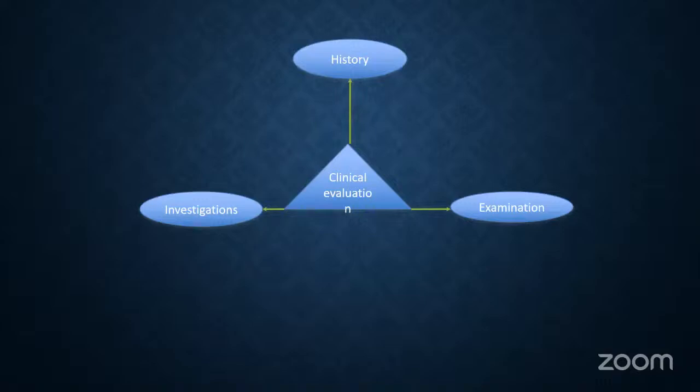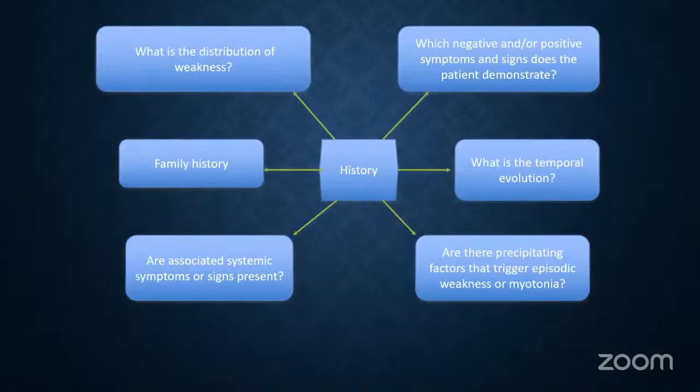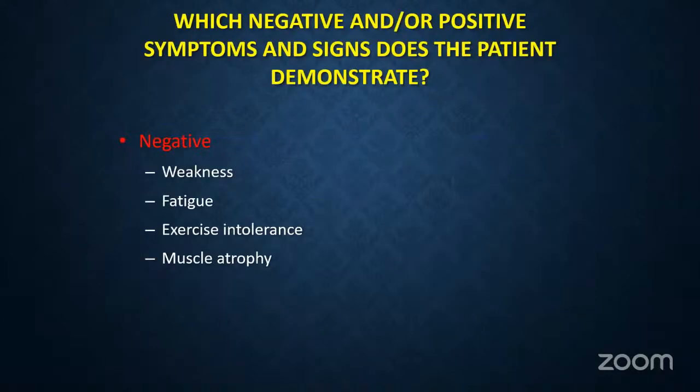A clinical evaluation should include history, examination, and investigations. Under history, similar to peripheral neuropathy, we should check what is the distribution of weakness. Is there any significant family history? Are there any associated systemic symptoms or signs? If there are any, which negative or positive symptoms and signs does the patient demonstrate? What is the temporal evolution? And are there any precipitating factors which trigger episodic weakness or myotonia? Negative symptoms in case of myopathy are weakness, fatigue, exercise intolerance, and muscle atrophy.